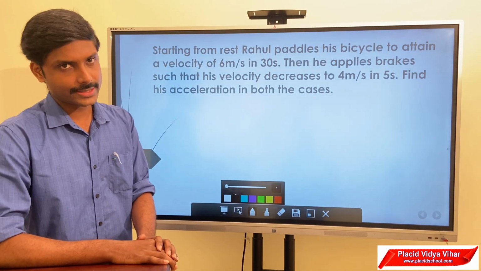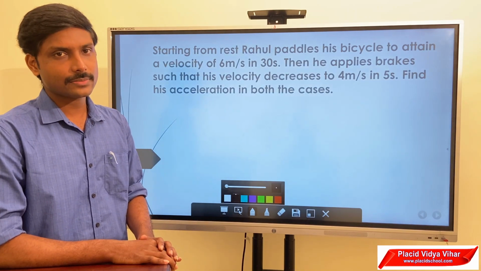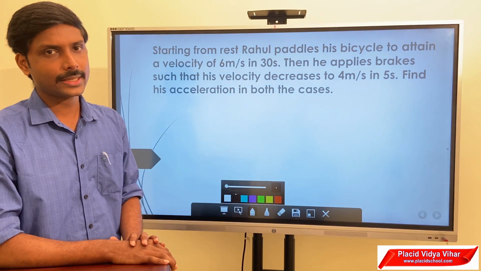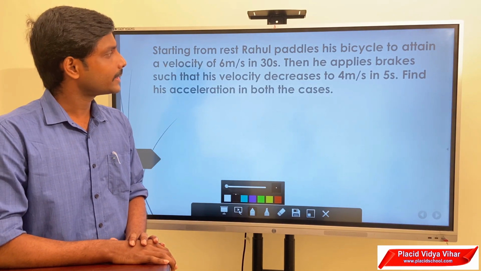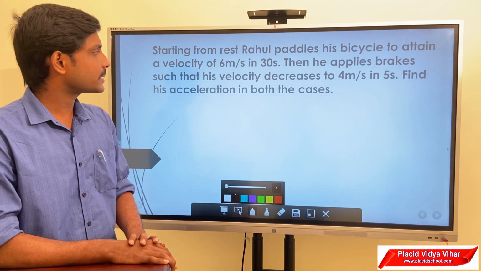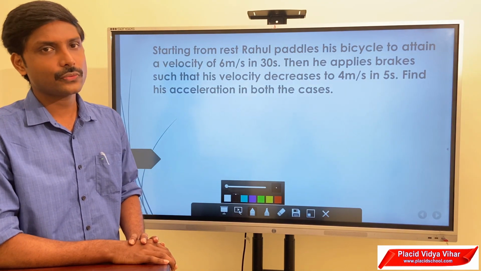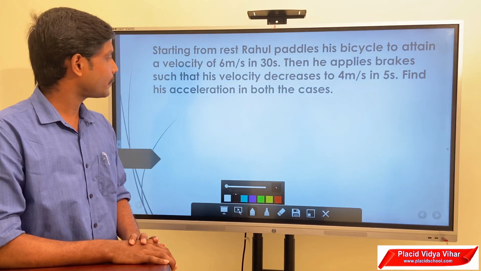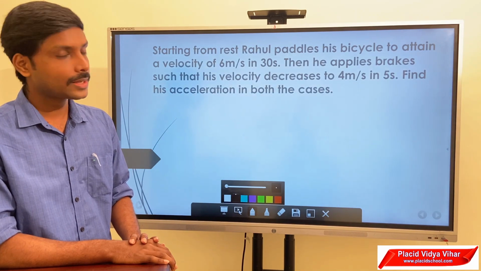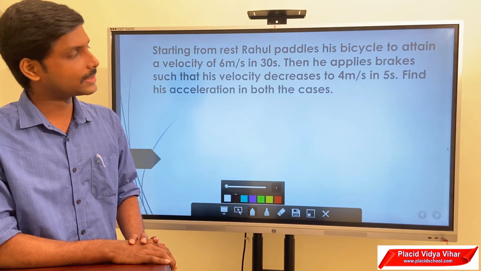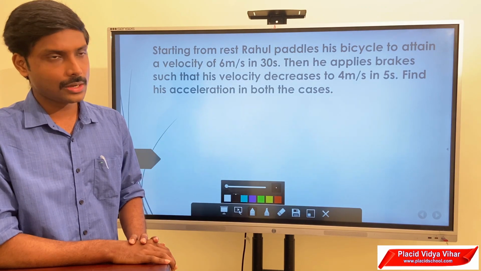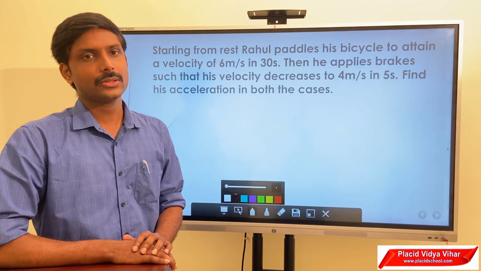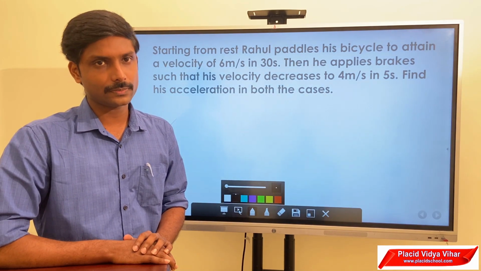Starting from rest, Rahul pedals his bicycle to attain a velocity of 6 meters per second in 30 seconds. Then he applies brakes such that his velocity decreases to 4 meters per second in 5 seconds. Find his acceleration in both the cases. This is the question. Now, before we go into the problem, there are certain things that you have to keep in mind while doing the problem.